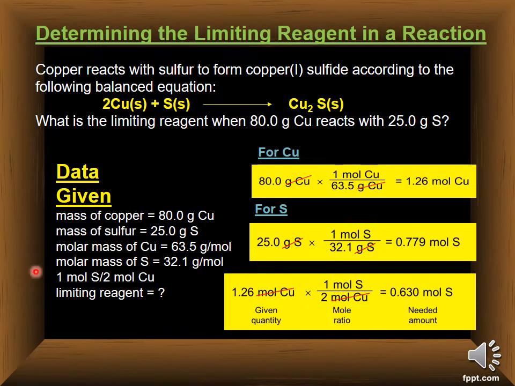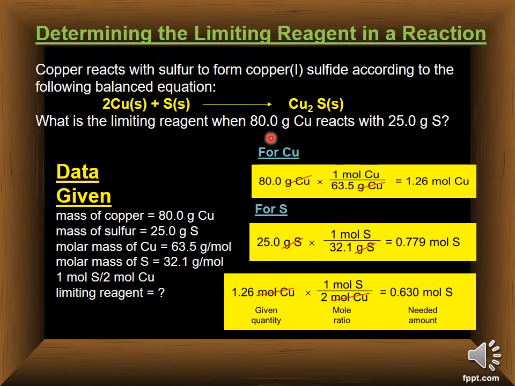Okay students, now let's start with determining the limiting reagent in a reaction. So how are you going to calculate the limiting reactant? So let's take the example. Copper reacts with sulfur to form copper 1 sulfide according to the following balanced chemical equation, which is 2 Cu plus 1 S yields 1 mole of Cu2S, which is copper 1 sulfide. What is the limiting reagent when 80 grams of copper react with 25 grams of sulfur?